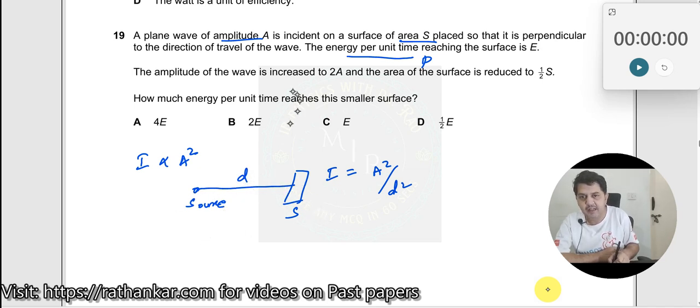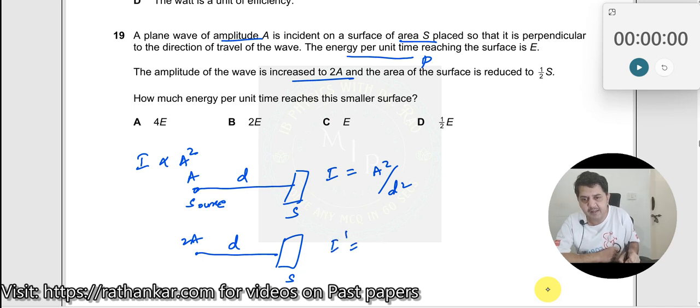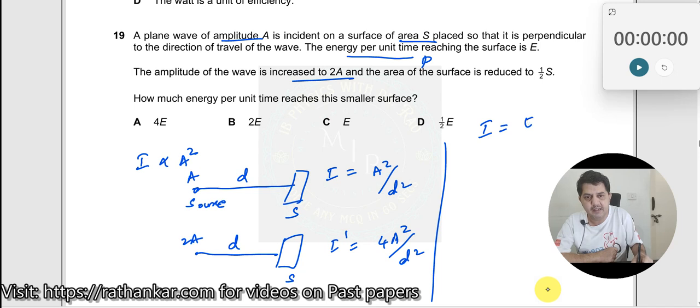Now, when he says the amplitude of the wave is increased to 2A, when this amplitude was A, this is the answer. But if this amplitude becomes 2A, distance remains the same, then what happens? Your I dash becomes 4A squared divided by D squared. Okay. Next, we also know that intensity is given by energy per unit time per unit area.